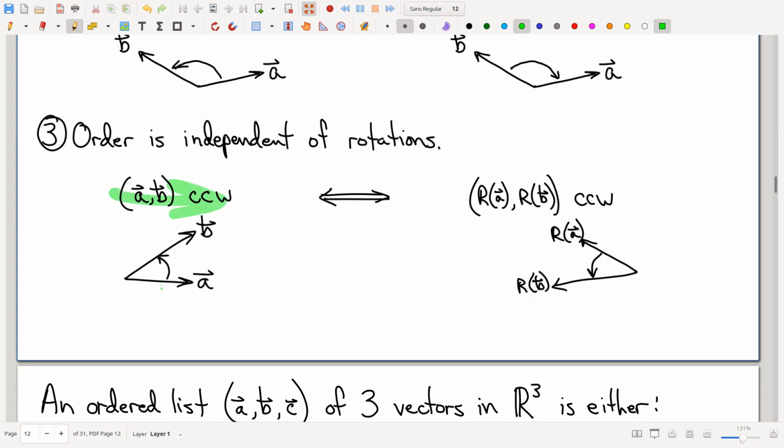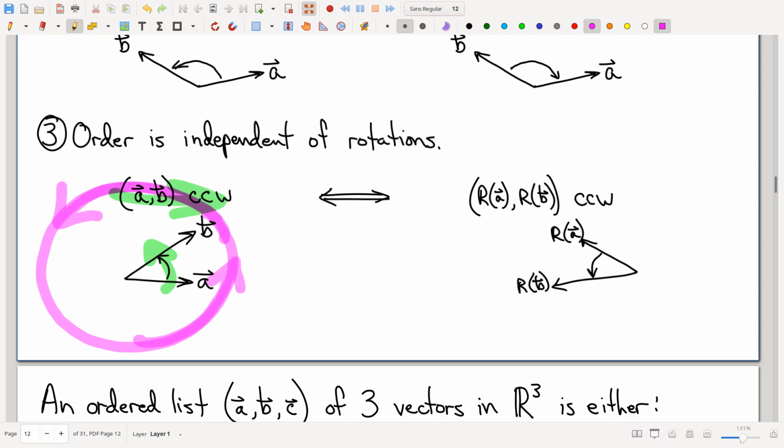Okay. Last observation I'll make is that the order is independent of rotations, by which I mean if you look at A to B being counterclockwise, for example, right? And now let's suppose I take this entire picture. I'm going to rotate the entire picture by some amount, resulting in now these two vectors, rotation of A and rotation of B. That will still be counterclockwise. So rotating the whole picture doesn't change the order. Yeah? Everybody happy? I mean, geometrically satisfying, right?